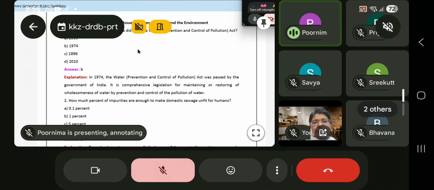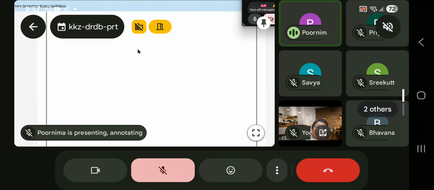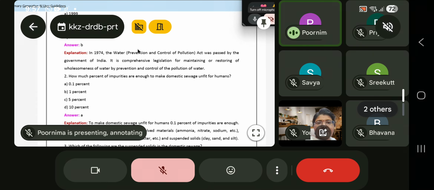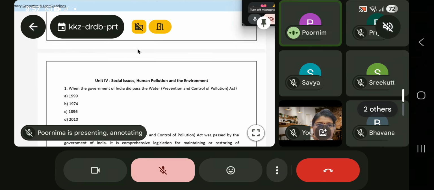Okay, this is about the third unit. So we have so far seen three units in environmental studies. The fourth unit will be about social issues, human pollution and the environment. So I'm ending the session for today here with the third unit.